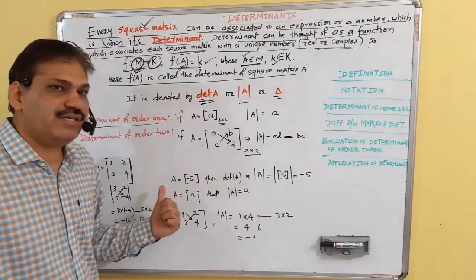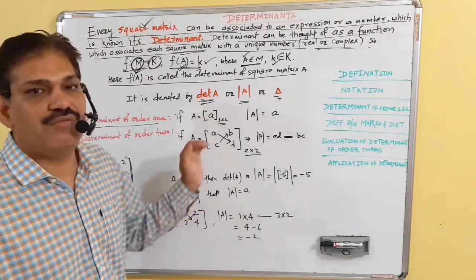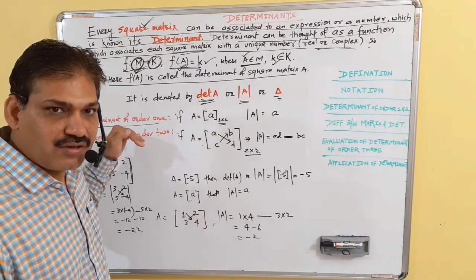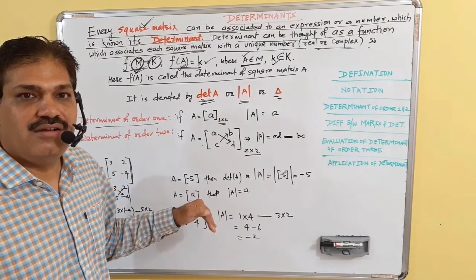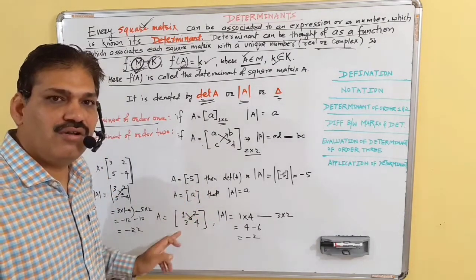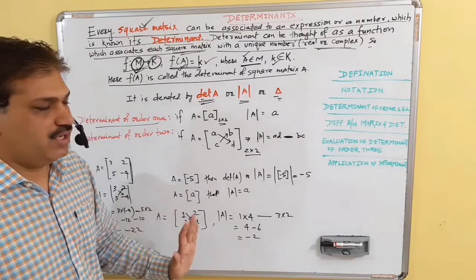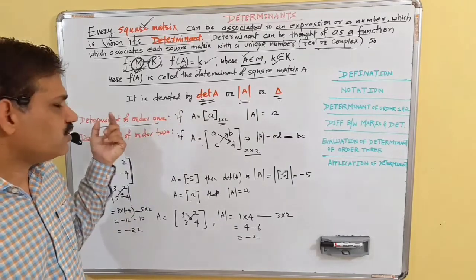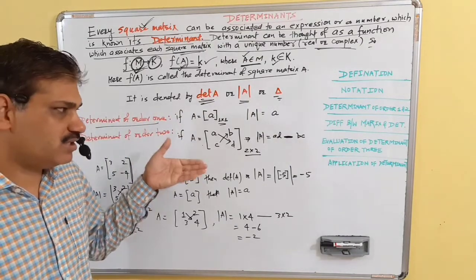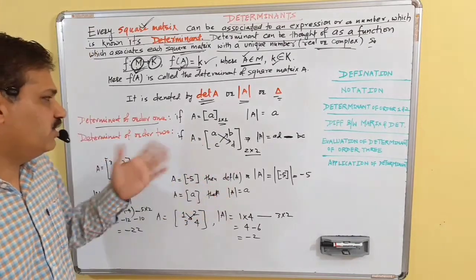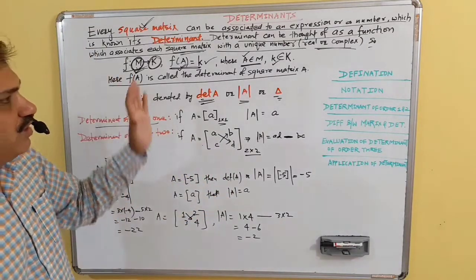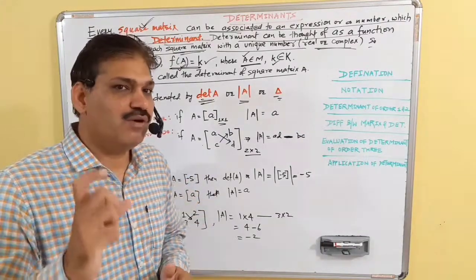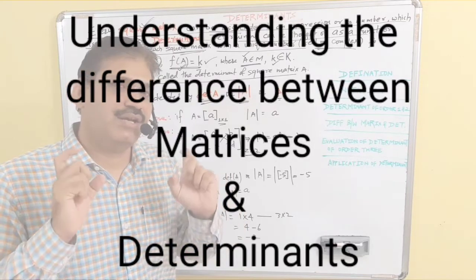For a 1 by 1 matrix, the element itself is the value of the determinant. For a 2 by 2 matrix, simply find the product of the elements in leading diagonal and subtract the product of elements in non-leading diagonal from it. That is how we evaluate a 1 by 1 determinant and a 2 by 2 determinant. At a later stage, we are going to talk about a 3 by 3 determinant. Well, so this is all about the definition. Now let's take some questions and try to understand how to evaluate it and what is the difference between matrix and determinant.